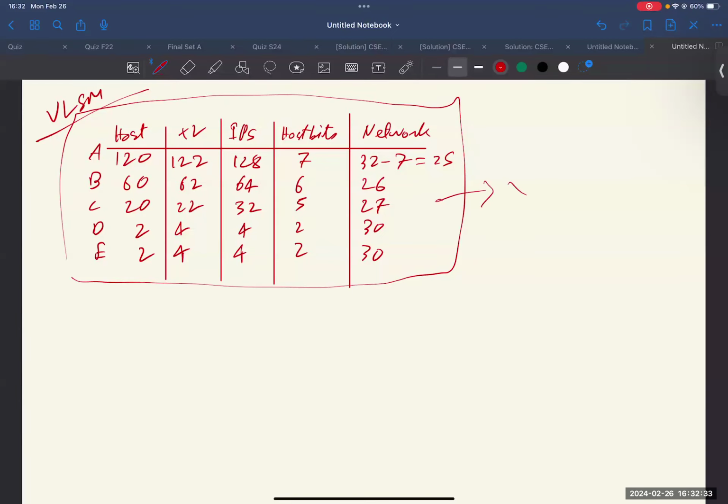So whenever I start with the VLSM simulation, it's good to create this particular table, right? And this has no marks. This is just rough work so that your VLSM simulation becomes easy.